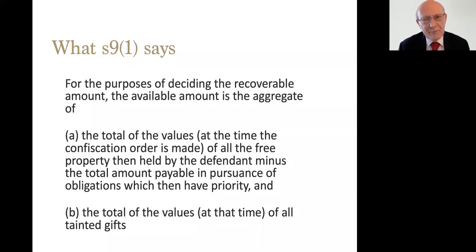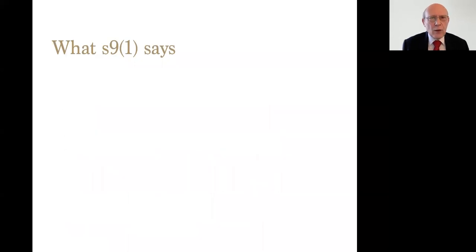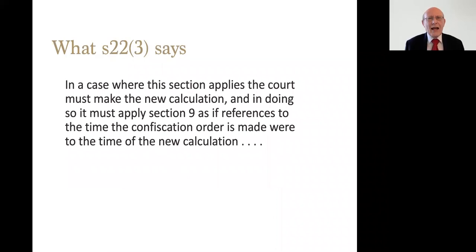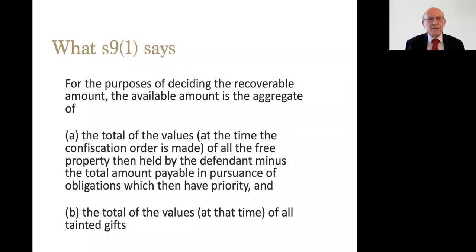And obligations which then have priority are things like secured liabilities, mortgages on property, for example. And we add to that the total of the values at that time of all tainted gifts. So the total of the values at the time the confiscation order is made, well, we're now going to say, no, the total of the values at the time of the new calculation. So the total of the values at the time the new calculation is made of all the free property then held by the defendant, minus the total amount payable in pursuance of obligations which then have priority, and the total of the values at that time of all tainted gifts. So that is the defendant's available amount today.